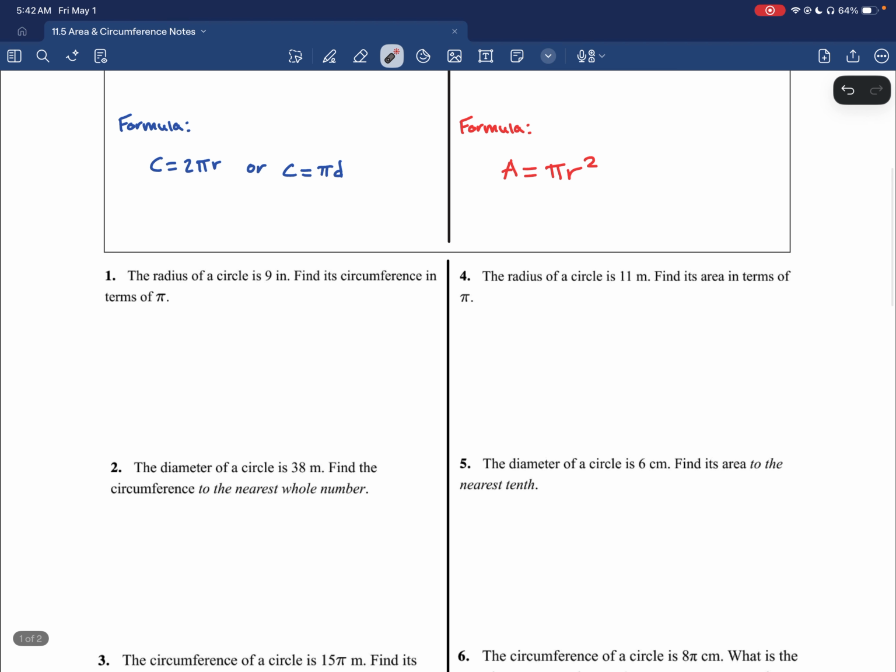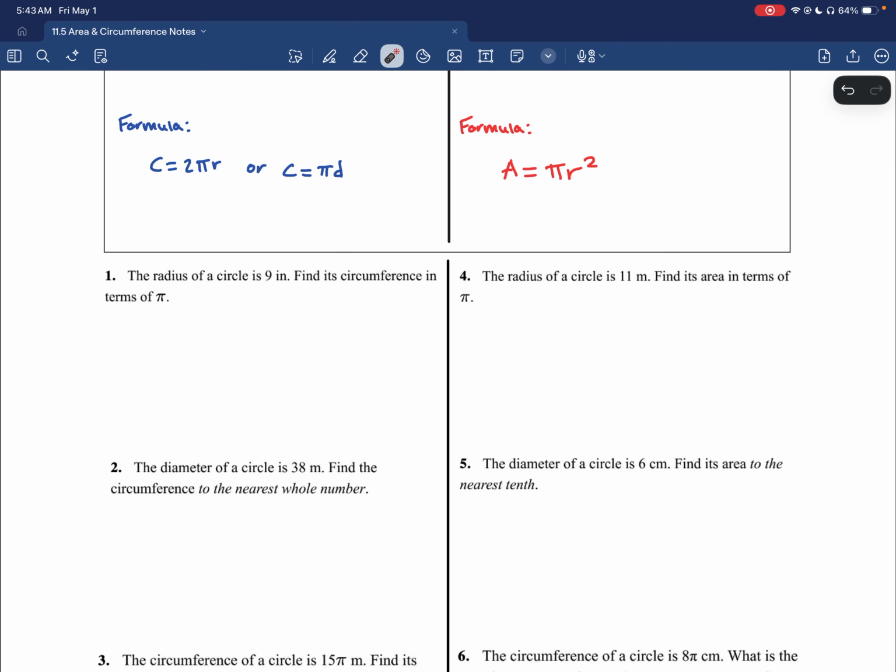On question 1, the radius of a circle is 9 inches. Find its circumference in terms of pi. As you're answering all these questions, it's either going to tell you to keep your answer in terms of pi, or it might say to round to the nearest whole number or the nearest tenth. If it wants it in terms of pi, then when you put it in the calculator, it gives you two different answers. It first gives you a pi answer, and then it gives you a decimal answer. Anytime it wants it in terms of pi, just use that first answer. Anytime it wants a decimal, use the second answer.